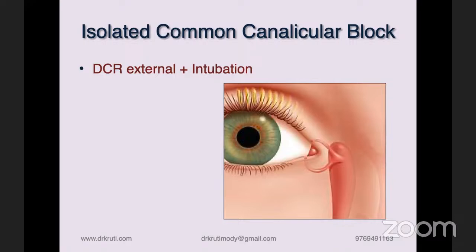Endonasal will not work as well because approaching the common canaliculus endonasally is a little difficult. In external, we put a probe, you actually see where it's opening, where the block and fibrosis is, and you cut the fibrosis. That excision cannot be done through endonasal. So external with intubation is preferred for a common canalicular block. Intubation is very important for common canalicular blocks. Please don't forget.